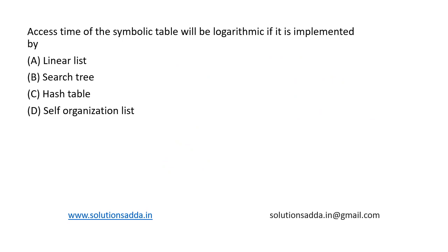This is a question from data structures. Access time for the symbol table will be logarithmic if it is implemented by linear list, search tree, hash table, or self-organizing list. The correct answer here is option B, search tree. For a linear list, it will be almost order of n, and for a hash table, it can be order of n if collisions are resolved. So the correct answer here is option B, search tree.